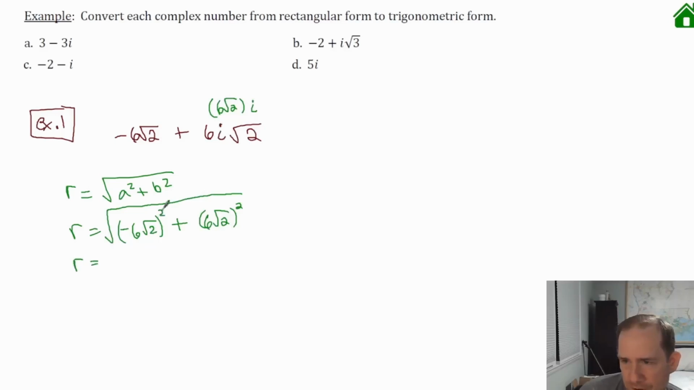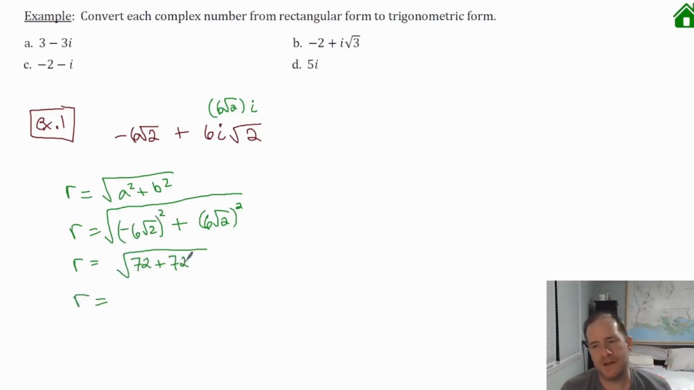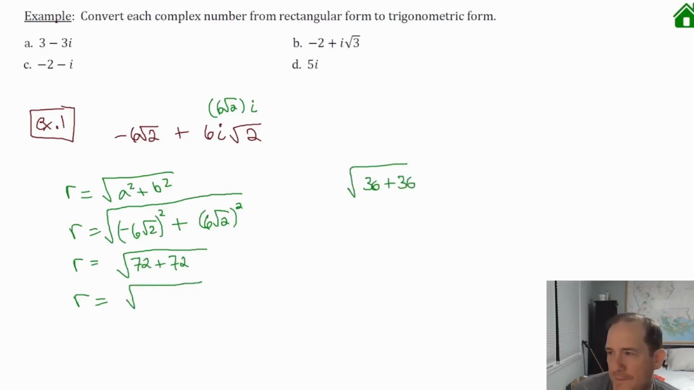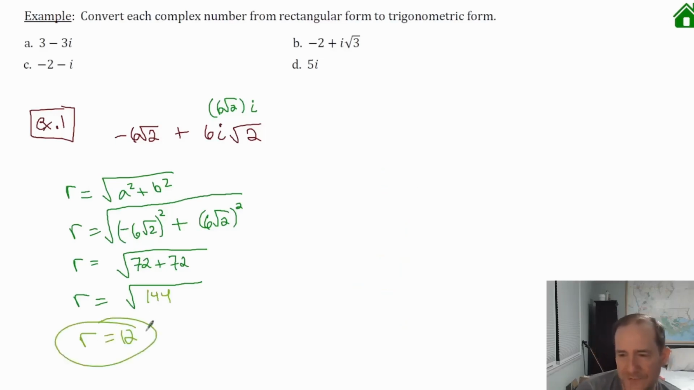And to square this, you square the negative 6, that's 36. Then you square the root 2, that's 2. And 36 times 2 is 72. And the other one's 72 as well. So 72 plus 72 should give us 144. And so the square root of 144 is 12.